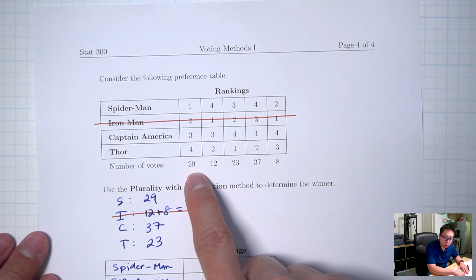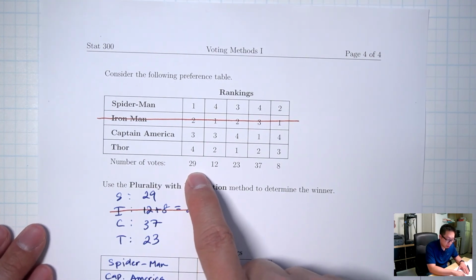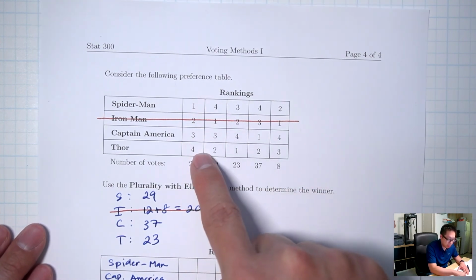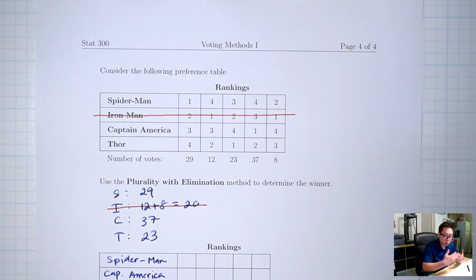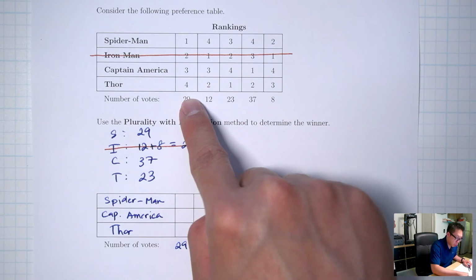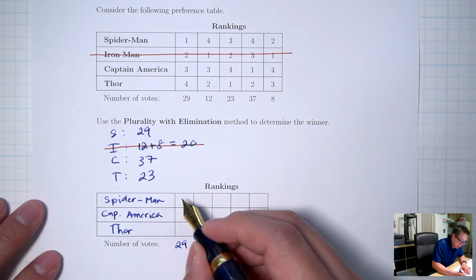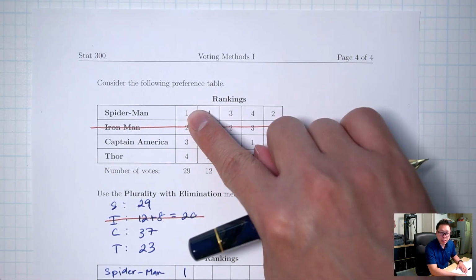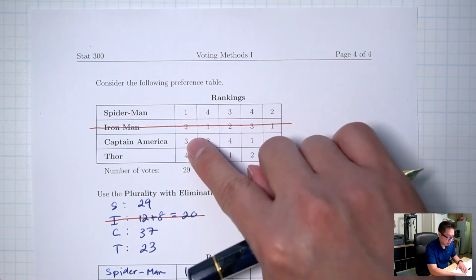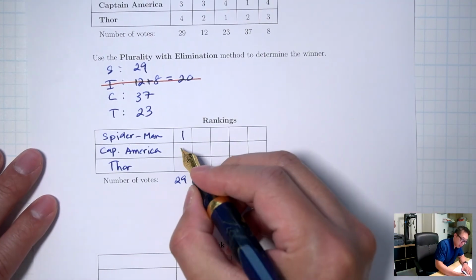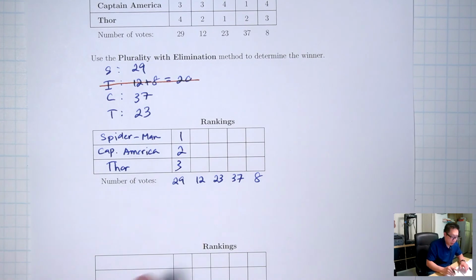These 29 people, who did they like the most? Right, so look at the rankings. 1, 3, 4, they like Spider-Man the most. Right, the lower the ranking is, the more they like him. So 1's going to go to Spider-Man. Okay, after 1, who do they like next? So look at the next lowest. Captain America will get the 2, which means Thor will get 3.